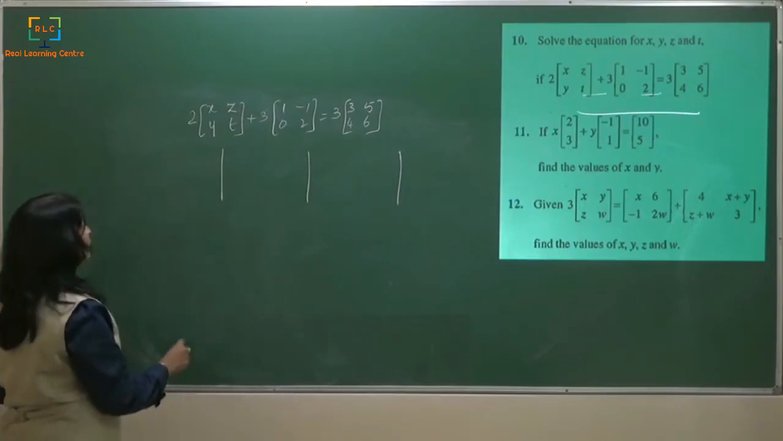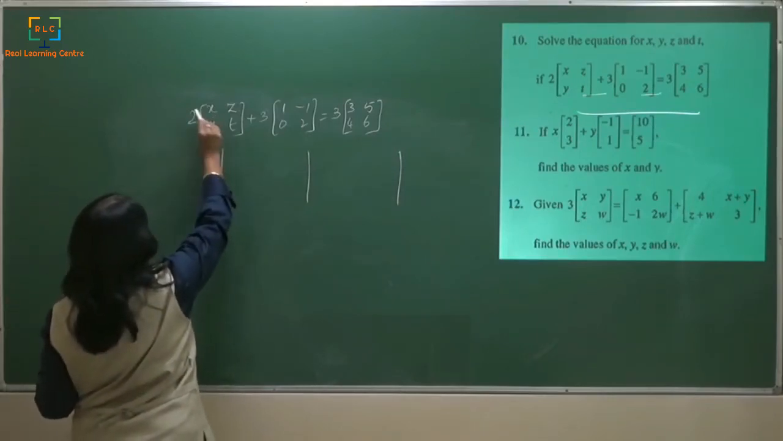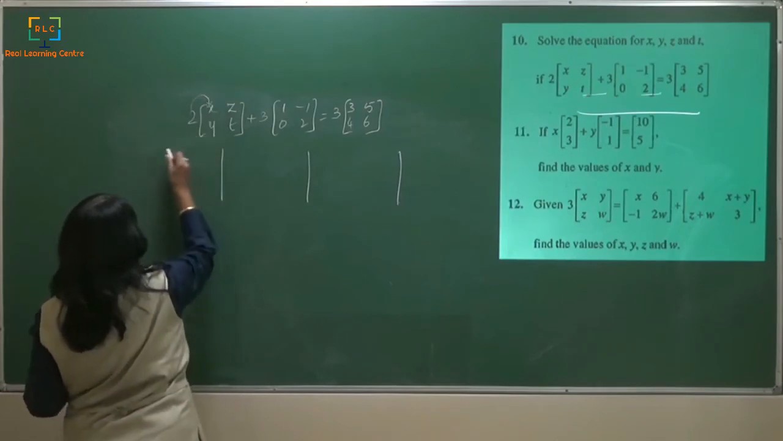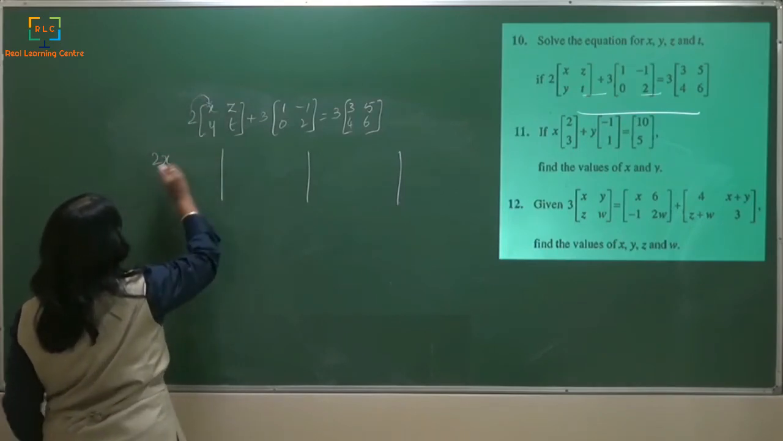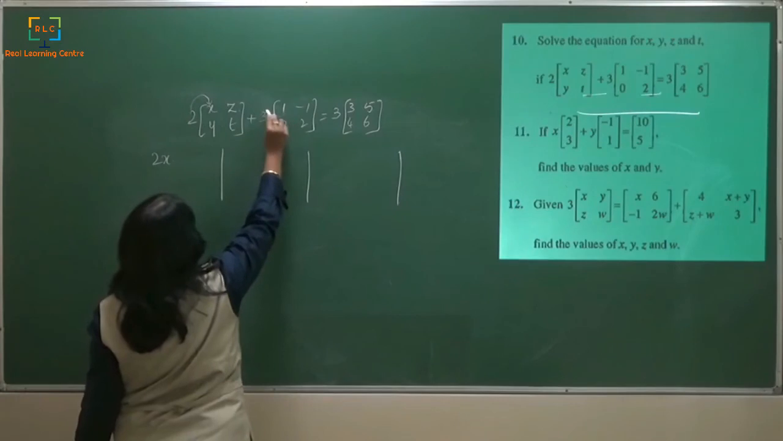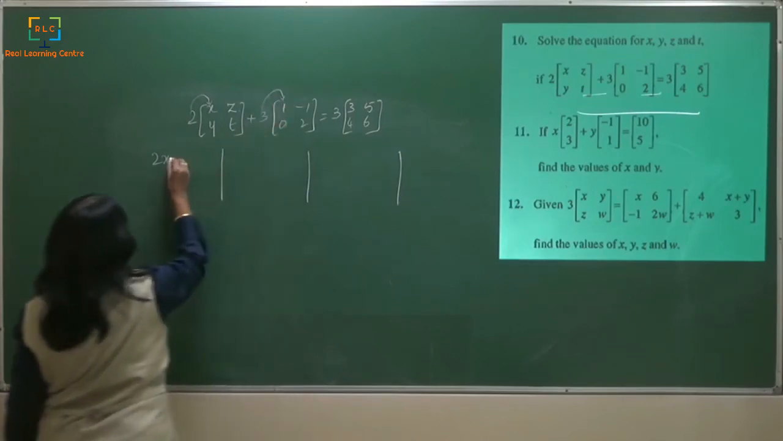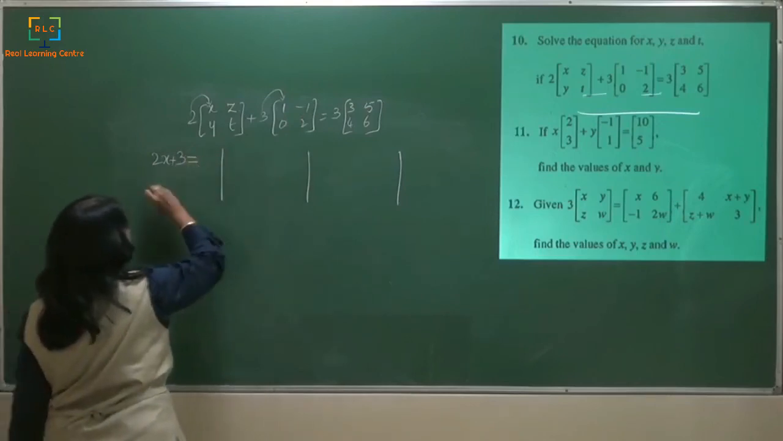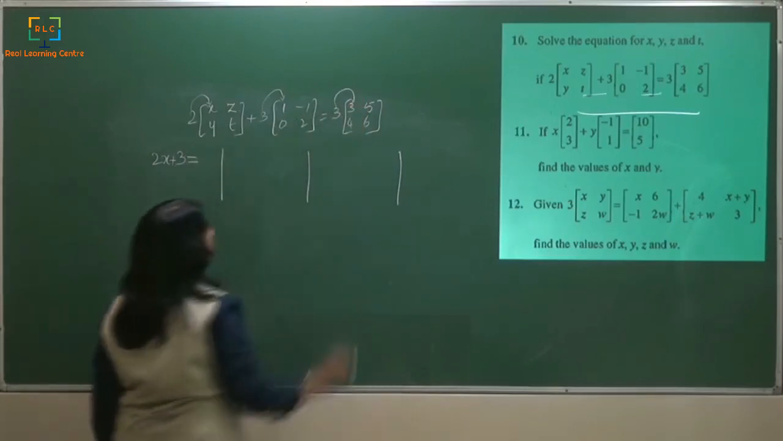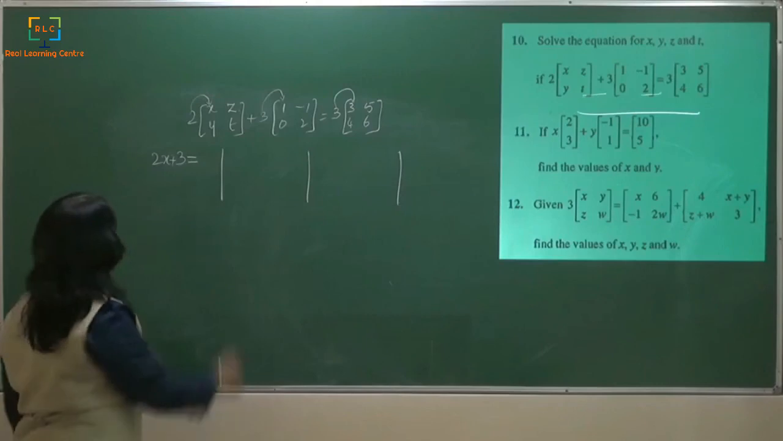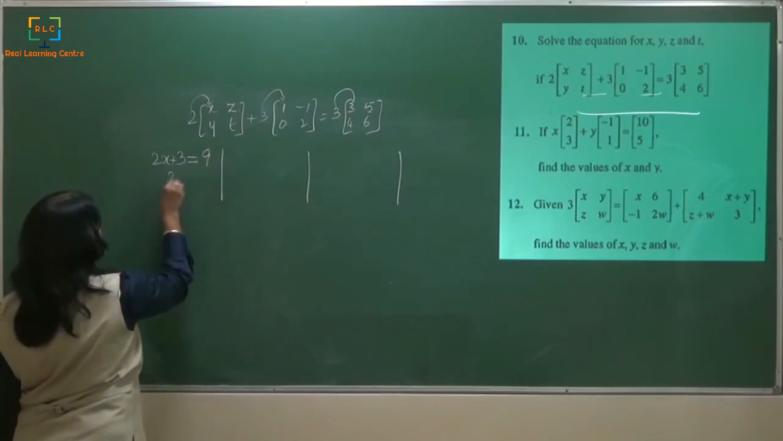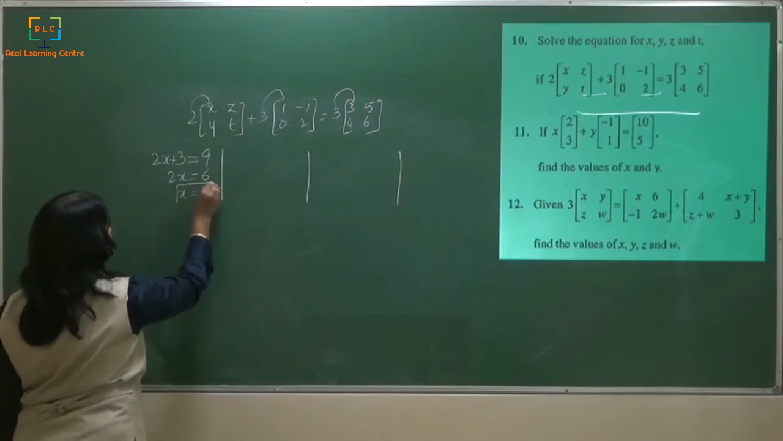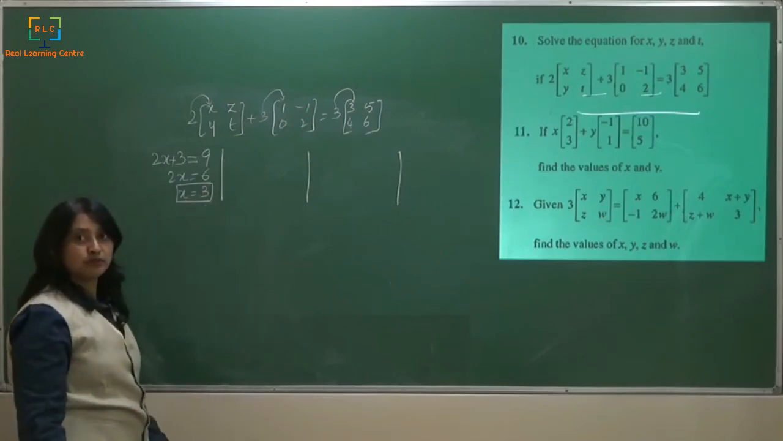I'll go for the x part. x is in the A11 place. Multiply x here, that is the given 2x. Then you add plus 3 into again the first, so it will be plus 3. Then you have equals. The corresponding element is 3 into 3, that is 9. See, we got the x value. So 2x is equal to 9 minus 3, 6. I got x is equal to 3. Bas, you have to do only so much.